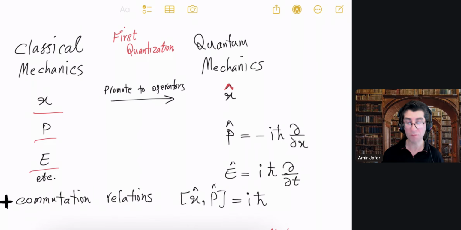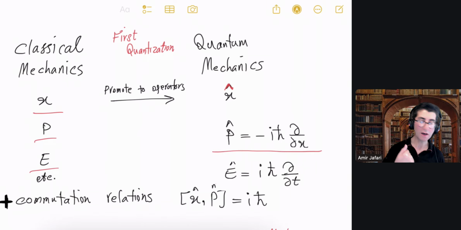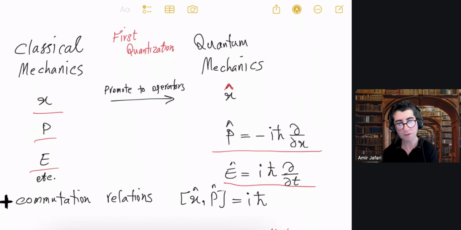For example, for the momentum in X representation in quantum mechanics, you have this form. It's a derivative with respect to position with some coefficient. i is the complex number, h bar is the reduced Planck's constant, and energy goes like this, a time derivative basically. So you're promoting these classical variables, like position and momentum, to operators.